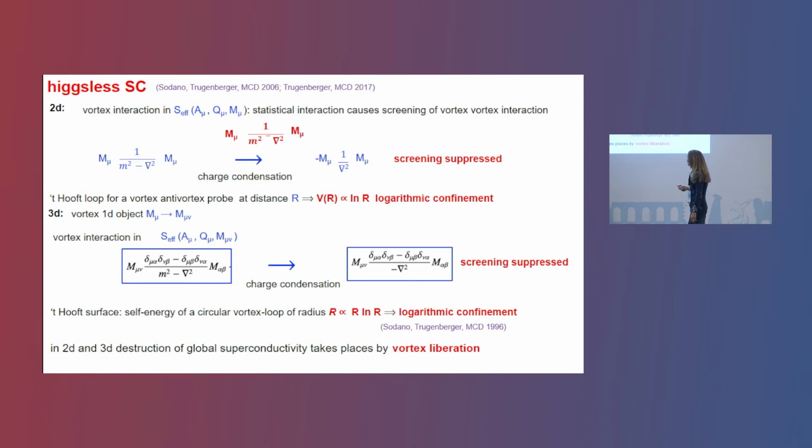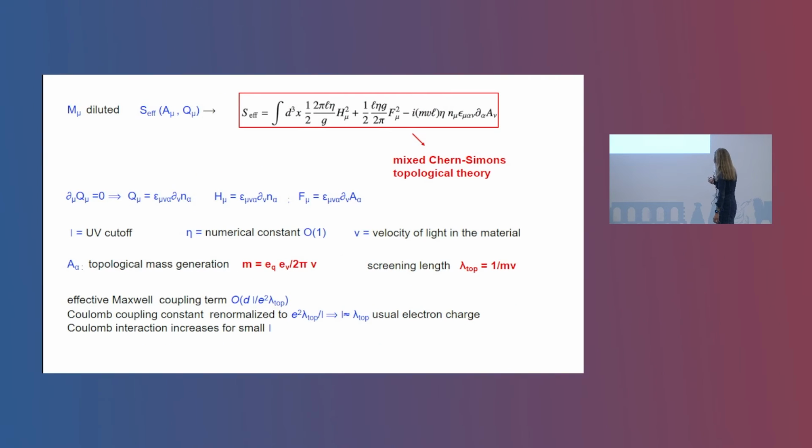And if I do the same thing for the 3-dimension in which I have world surfaces of vortices, again, I see that normally they are screened by the topological interaction, but the charge condensation, again, suppresses the screening. So again, if I look at the analog of the Wilson loop for surfaces, I will see again that these vortices are logarithmically confined. So this Higgs-less superconducting phase is characterized by logarithmic confinement of vortices in 2 and 3 dimensions. And the transition is given by vortex liberation.